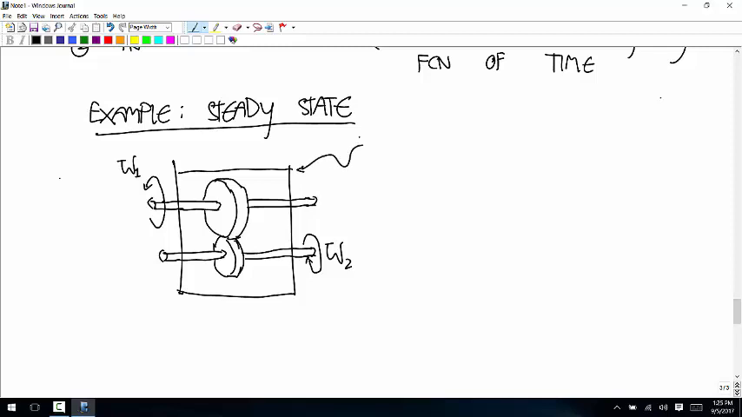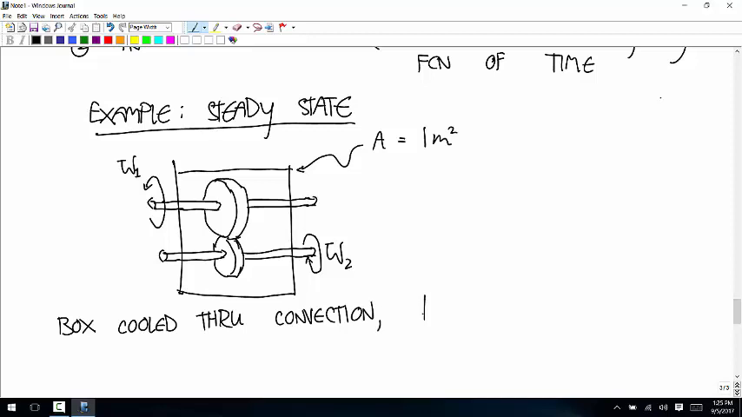And the outer surface has an area of 1 meter squared, total surface area of 1 meter squared. And it's cooled through convection. So the outside of the box is cooled through convection with the convection constant of 0.171. The units you can figure out from the equation, but that's equal to kilowatts per meter squared Kelvin.